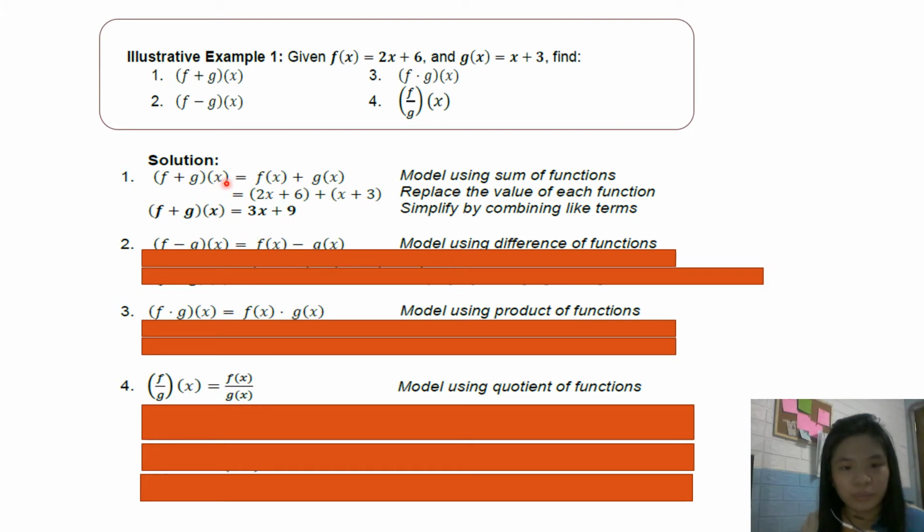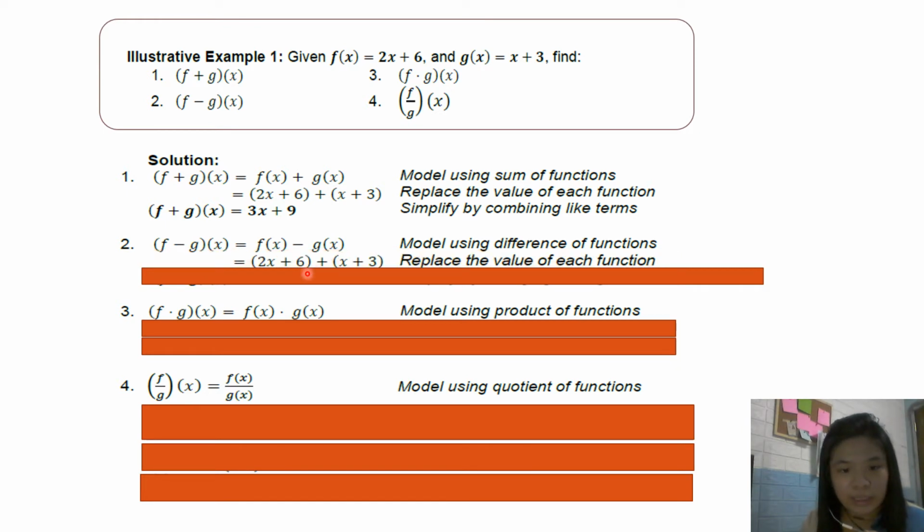So let's move to the difference of functions, which is f minus g of x, which is also equal to f of x minus g of x. Same process lang tayo. We substitute muna pala. So we have 2x plus 6 minus x plus 3. Paki-correct na lang yung sa SciPax natin. This is a subtraction sign, right? Subtraction dapat to. This is minus. So this is the minus sign dapat.